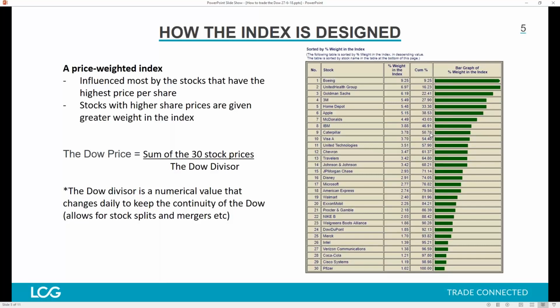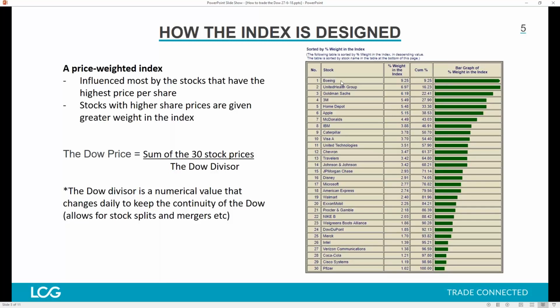But the ones you really want to watch out for are Boeing, and actually Boeing's been doing quite well this year and accounts for a large amount of the gains that the index has had, and you can see that it's almost 10% of the index. That's just because Boeing's stock price is big, and the market cap of Boeing is absolutely massive. It's a borderline government company in effect. But obviously United Health as well is absolutely huge. Goldman Sachs, same thing.